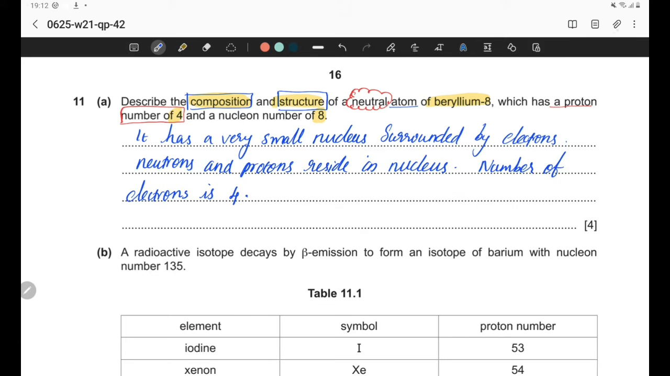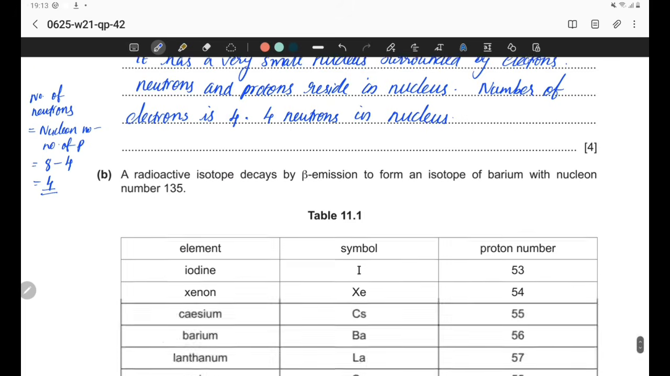And we can even mention the number of neutrons. The number of neutrons will always be the nucleon number minus the number of protons. Here the nucleon number is provided as 8 and the number of protons is provided as 4, so it will be 4. So the number of neutrons is also 4. Hence we can write 4 neutrons in the nucleus.